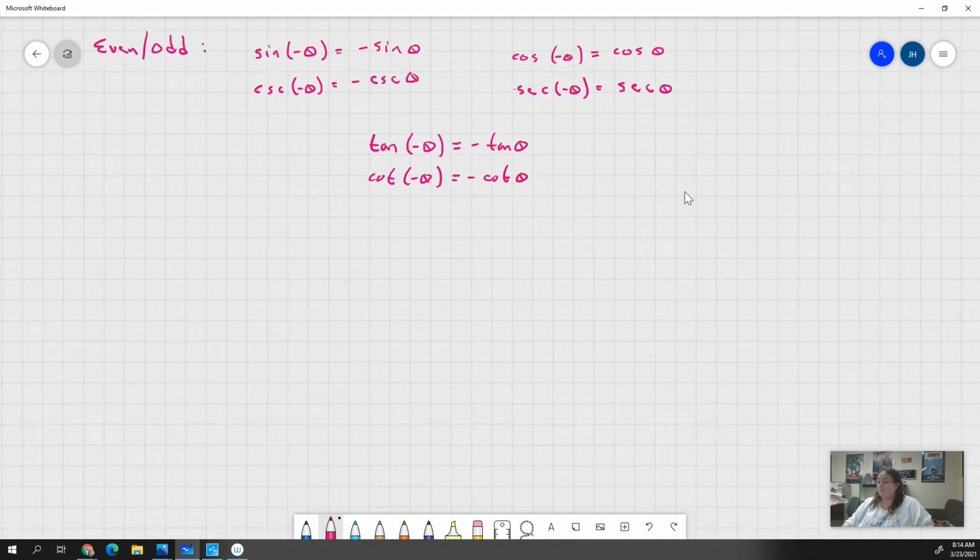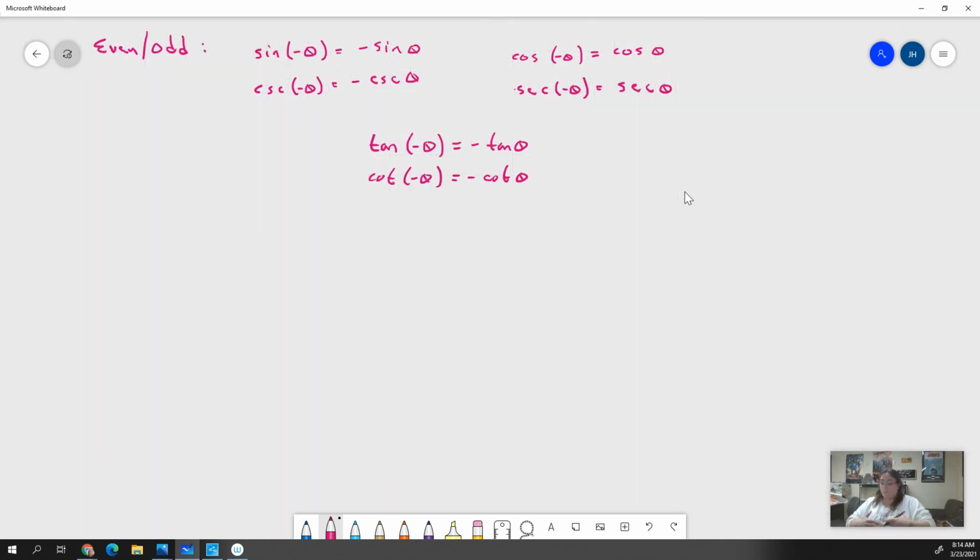So we're going to look at some examples of how these play out, because what we're going to be doing is using these identities to evaluate our functions, right? Using identities to evaluate functions.